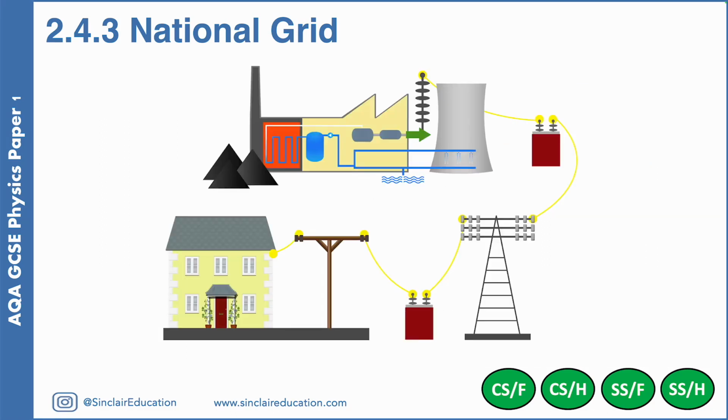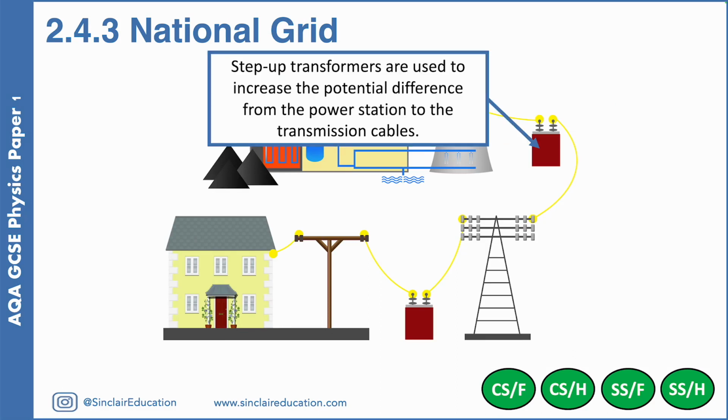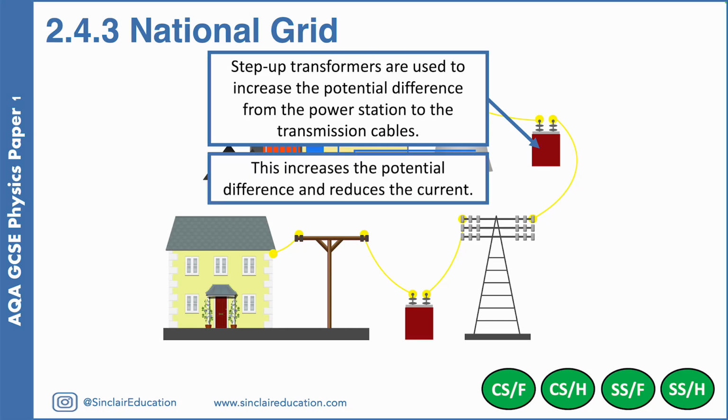There are two common questions that get linked to this, and they come up a lot. One is what a step-up transformer is and why we use them. It's a common 3-mark question. A step-up transformer increases the potential difference for 1 mark. So for that first mark, potential difference is higher. That then, for the second mark, reduces current.